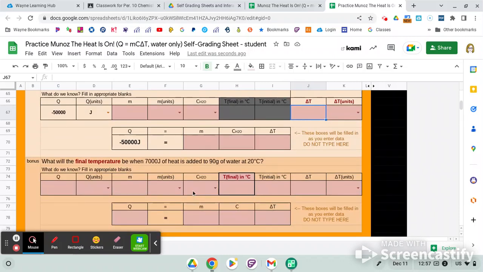And then there's a bonus down here. It wasn't too hard, but you will solve for delta T first, and then you will plug in 20 for your initial temperature. After you have delta T and you have this, you will find the final temperature for your final answer to get this whole thing to change color. So you'll solve for delta T, then final temperature is the very last thing that you will solve for to try to get the bonus. So just a little hint there.